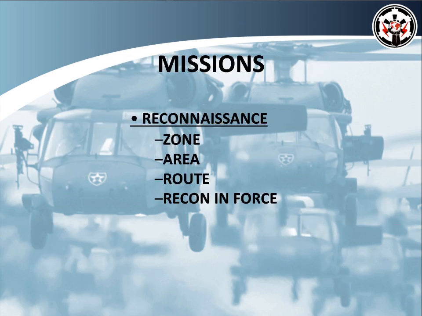So let's talk about the missions really quick. We have zone, area, route, and recon in force. Now, the zone and area can be kind of mixed, kind of the same, depending on how you do it. Route is pretty simple. You're clearing a route. And what I mean by clearing a route is you're not just flying the road and making sure the road is clear. You are clearing everything left and right of that route, because you don't know if there are ambush sites set up.